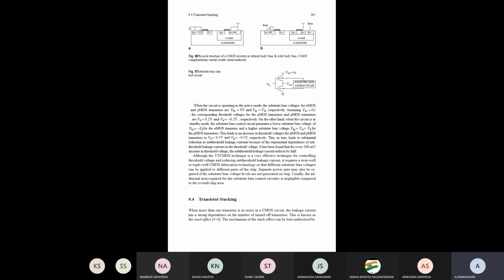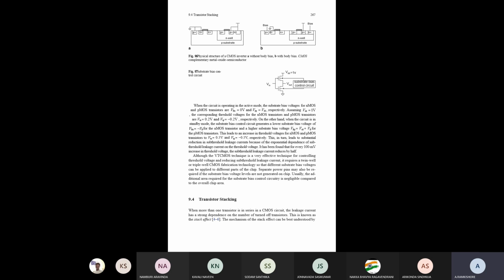That means whatever biasing voltage we are giving to the respective transistors placed within the CMOS technology. In case of CMOS, we have both the NMOS transistor and the PMOS transistor. So for these circuits, we use the body effect to reduce the subthreshold leakage current when the circuit is in normal mode.